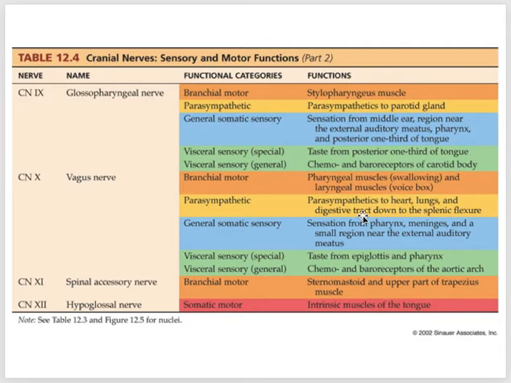So, general somatic sensory sensation from the pharynx, meninges, and a small region near the external auditory meatus. The external auditory meatus is very, very complicated. Many of the nerves carry sensation from this part. Special sensation it carries from the epiglottis as well as from the pharynx. Okay.